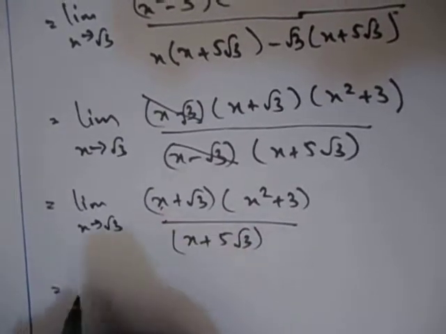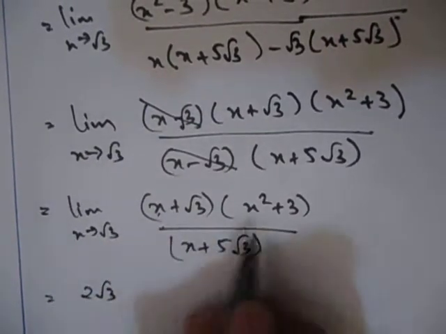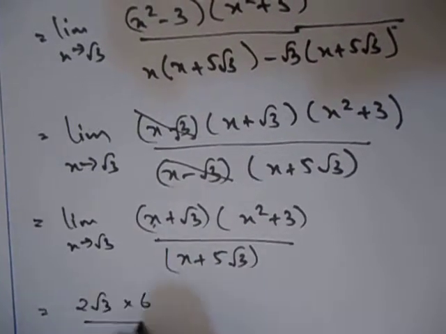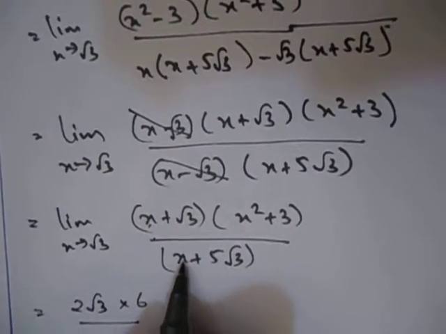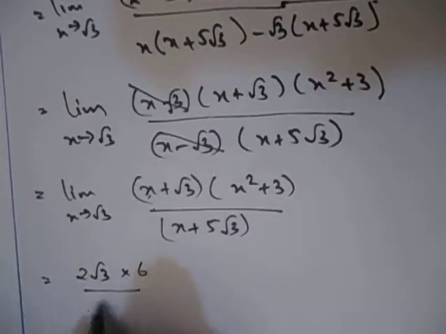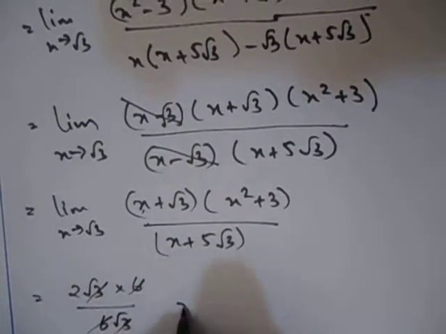So let's substitute the limit. We get root 3 plus root 3, which is 2 root 3, and root 3 squared is 3. 3 plus 3 is 6, by root 3 plus 5 root 3 gives us 6 root 3. So 6 gets cancelled, root 3 gets cancelled, answer is 2.